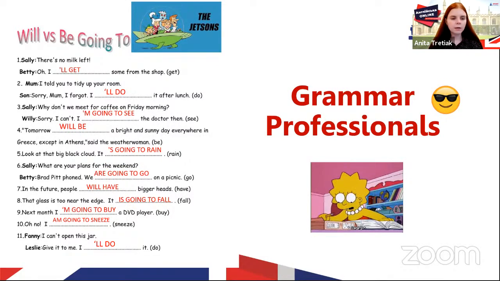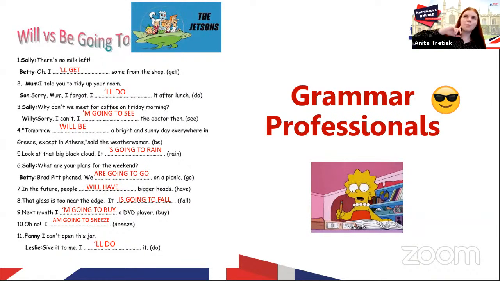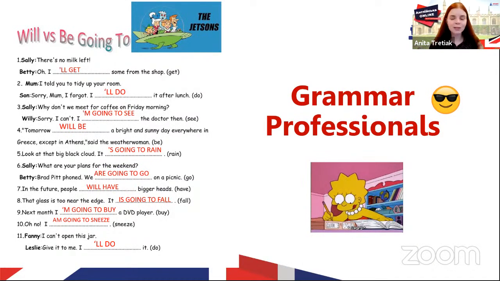Number 9, next month I'm going to buy a DVD player. This is your plan, so go into here. Number 10, oh no, I'm going to sneeze. You can feel this. Yeah, you can like feel this in your nose that you are going to sneeze, and that's why it's the evidence. It's not like, maybe in 5 years I will sneeze. Of course, nobody knows that, but now you can feel that and you can say, I'm going to sneeze.